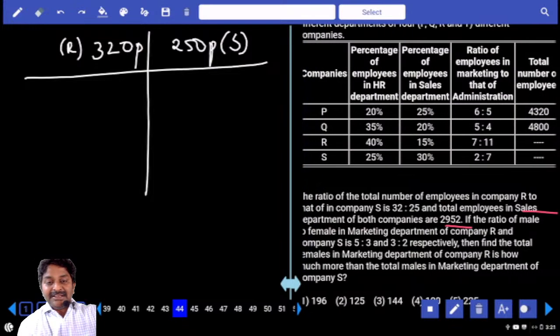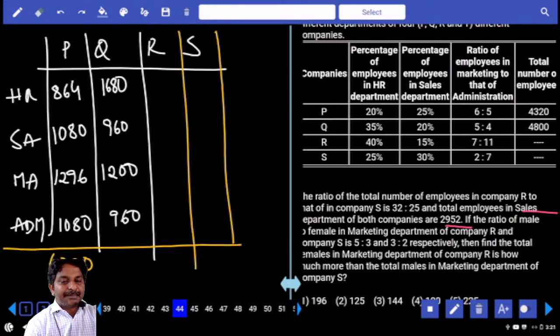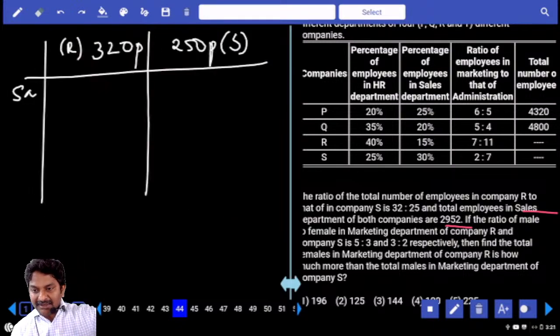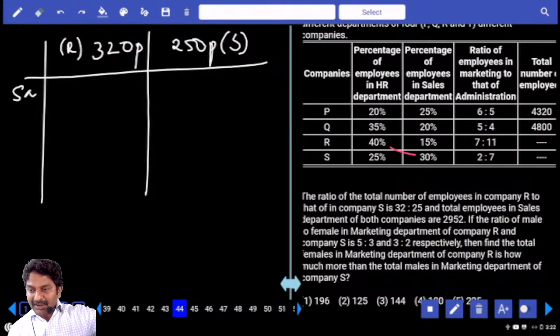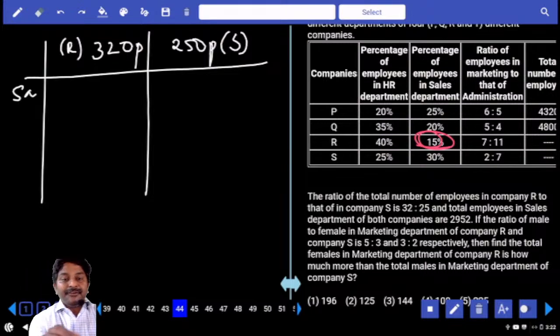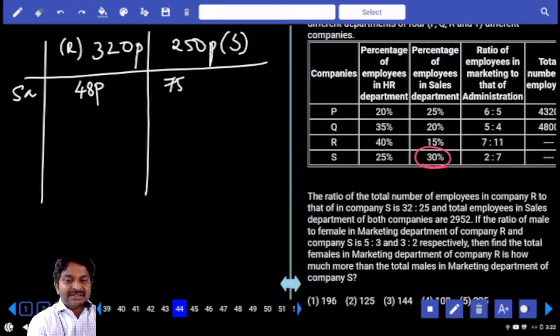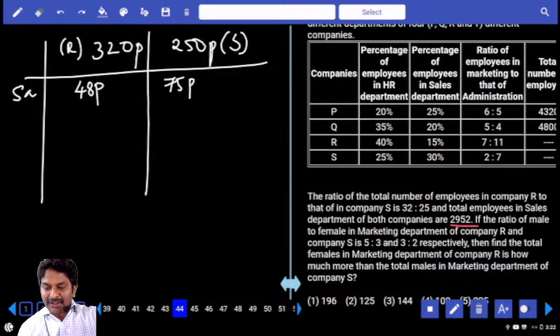2952, they are in the sales department. Company R, sales department. Look at the table. Sales department, company R, what percent is that? 15%, which is equal to 48 parts. Company S, 30%, which is equal to 75 parts. Both together 123 parts, which is equal to 2952.